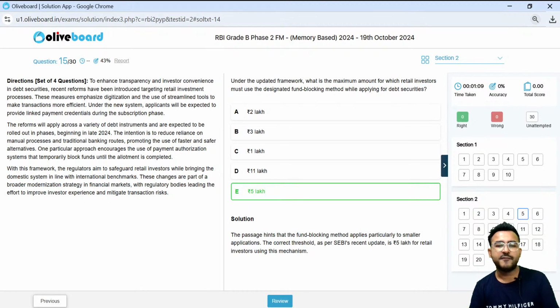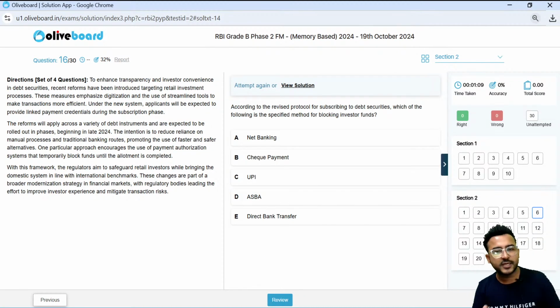Yes, Aditi. 5 lakh is the correct choice. Okay, 5 lakh is the correct choice, guys. And can you also tell me what is this particular method?